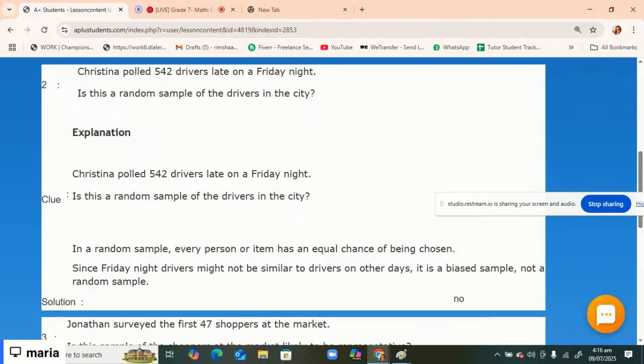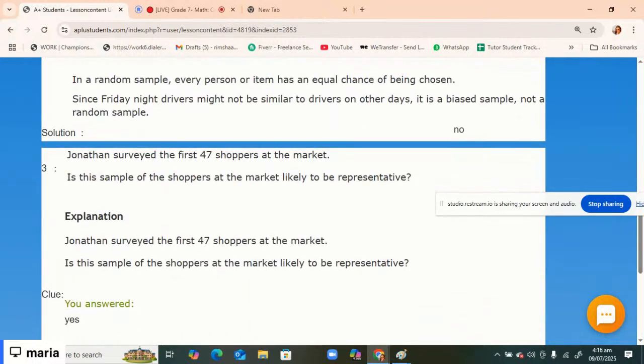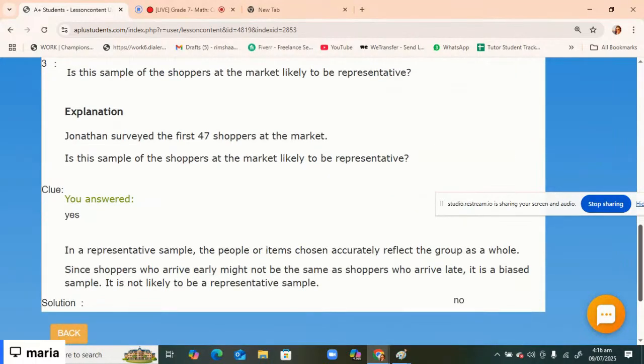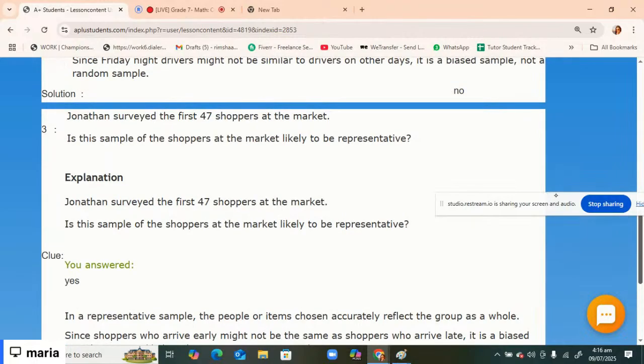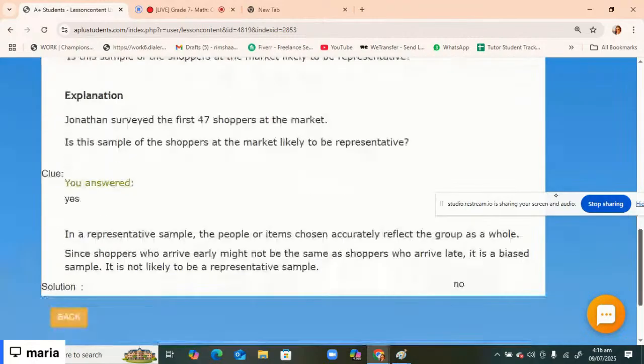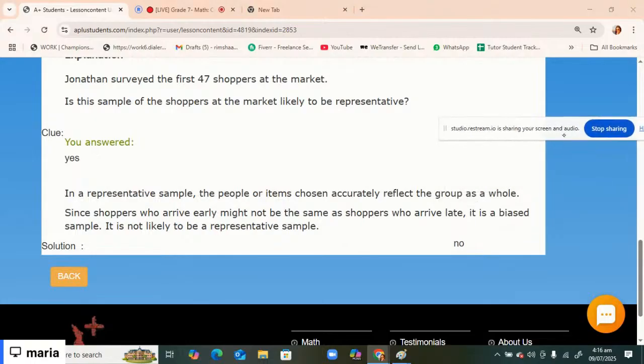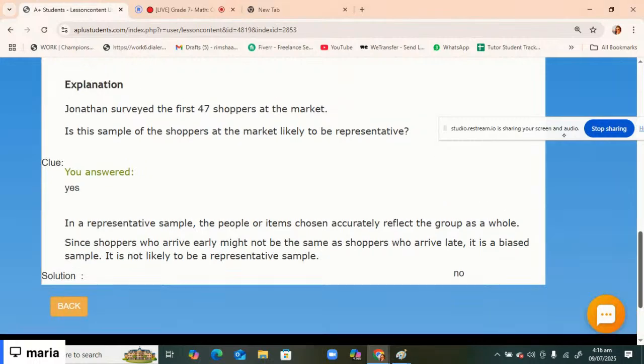Okay, so now Jonathan surveyed the first 47 shoppers at the market. Now, is this sample of the shoppers at the market likely to be representative? In this, is the sample of the shoppers at the market likely to be representative? No, it's not representative, because they are saying that these are basically the first 47 shoppers at the market. This is biased, it's not representative and it's not random as well. Okay, this is a biased sample because each number is selected, so this should not be representative.